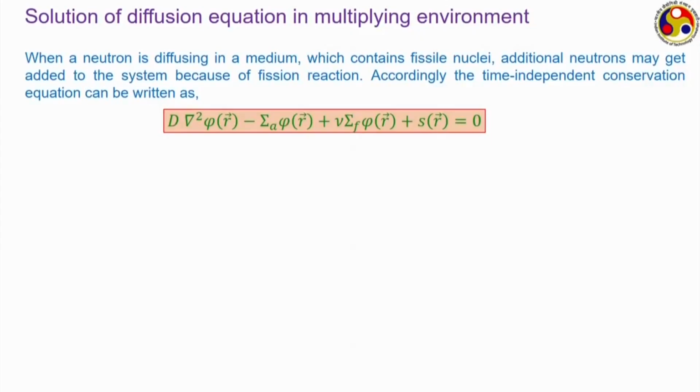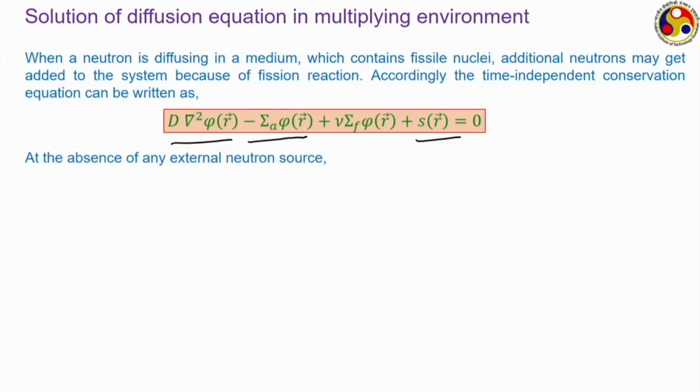Corresponding time independent conservation equation, that is for a critical reactor, is like this. Here you can see the three terms are the same as in the previous case: we have the absorption term, we have the leakage term related to the Fick's law of diffusion, and we have the source term, the external source. But we also have an additional term in between which represents the rate of neutron production because of fission. Here, as per our previous terminology, nu refers to the average number of neutrons produced per fission, sigma f refers to the fission cross section, and phi is the neutron flux.